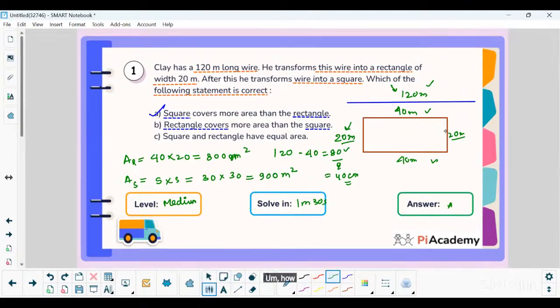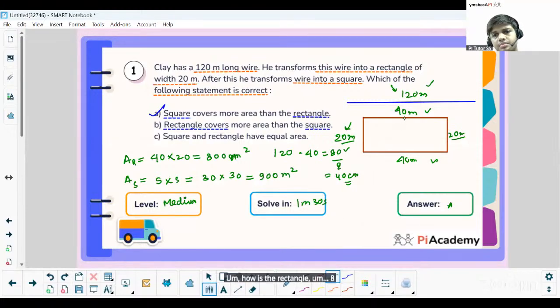Yes. Ayan, do you have any doubt? How is the rectangle 80? Okay, I will explain it to you.